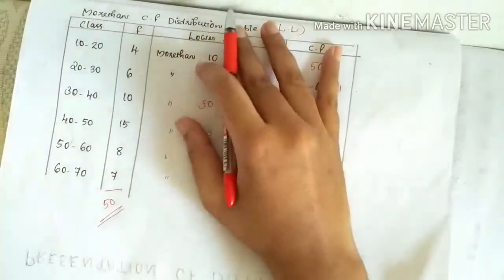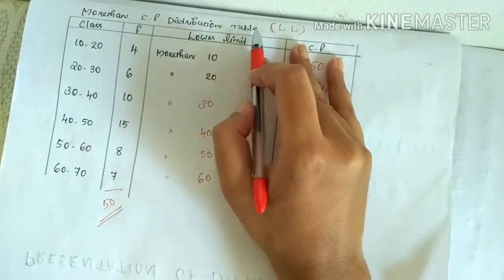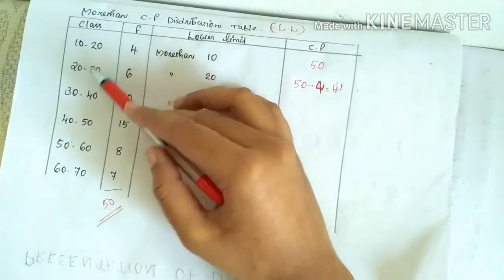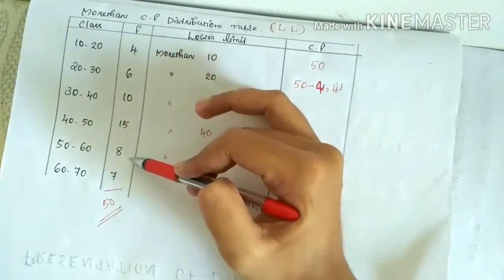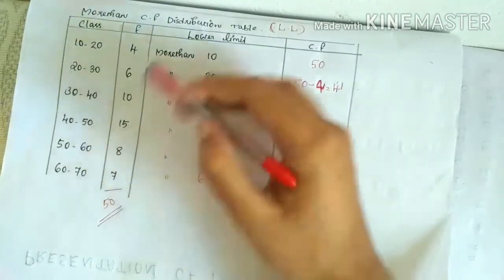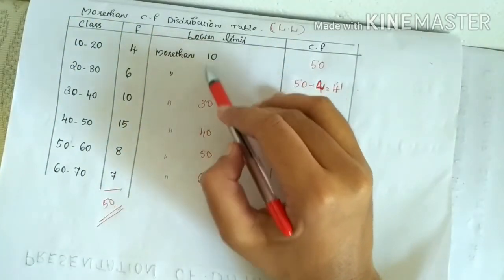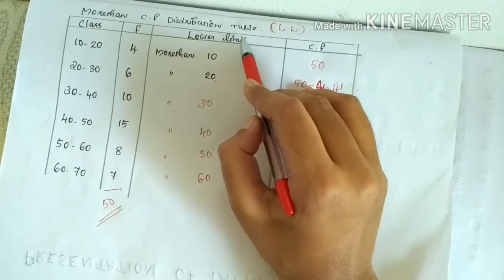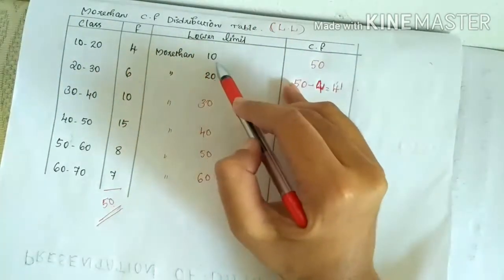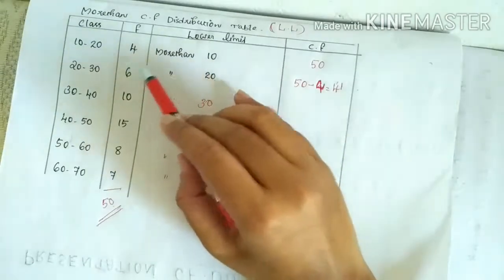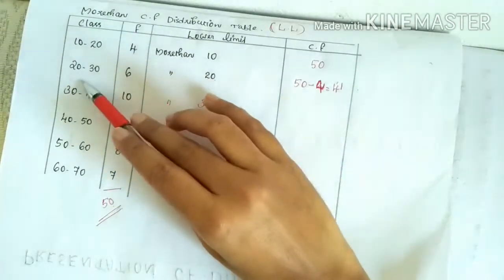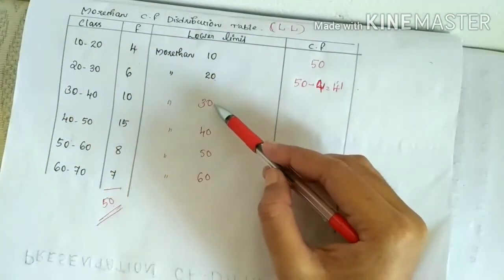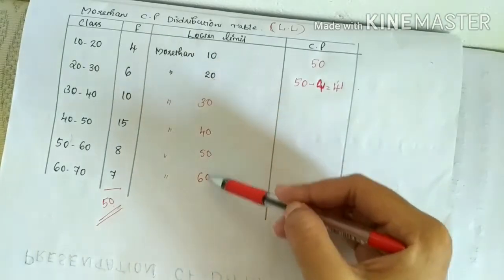So the next method is more than cumulative frequency distribution. It is related with the lower limit of the classes. Here I copy the class and frequencies: 10 to 20, 20 to 30, 30 to 40 like that, and the frequencies are given. The total of the frequency is 50. So next we have to take the classes. Already said, the more than cumulative frequency distribution table is related with the lower limit. Here the class 10 to 20 has lower limit 10, so we put it as more than 10, and the class 20 to 30 has lower limit 20, more than 20, and 30 to 40 the class is more than 30, like that, more than 40, 50, 60.